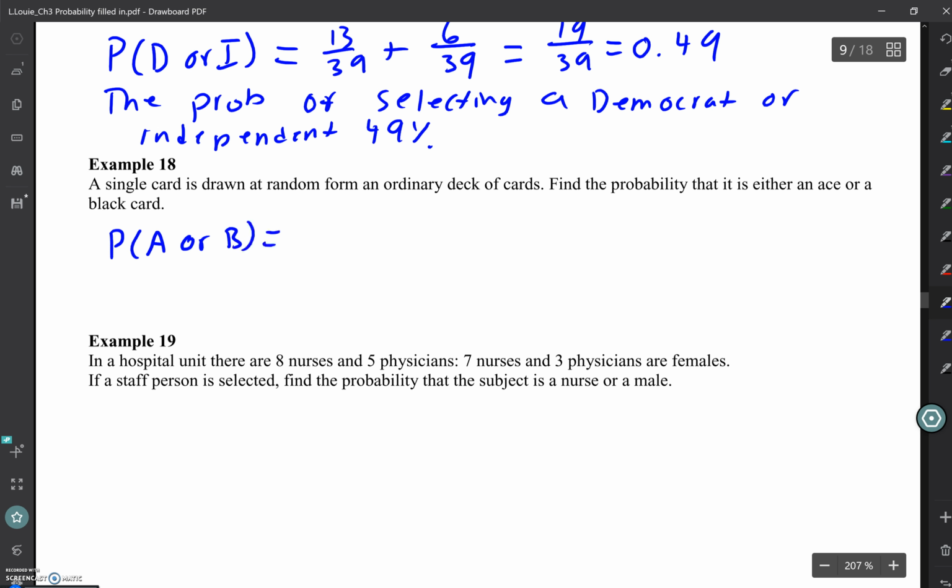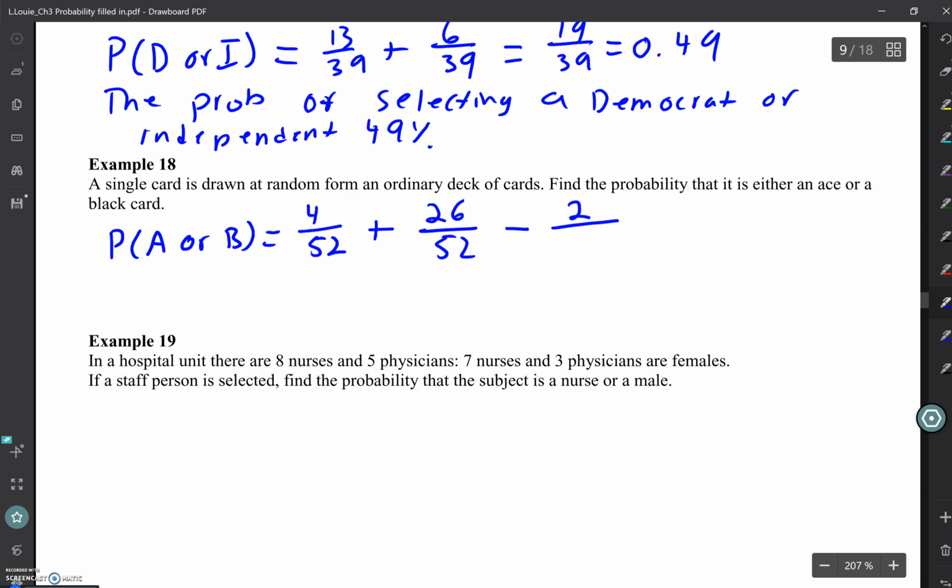So first off, what's the probability of an ace? How many aces are there? 4 out of a total 52 cards. What's the probability of getting a black card? How many black cards are there? 26 out of the 52. Do they have an overlap? So how many of them overlap? 2. Because there's 2 cards that are aces that are also black.